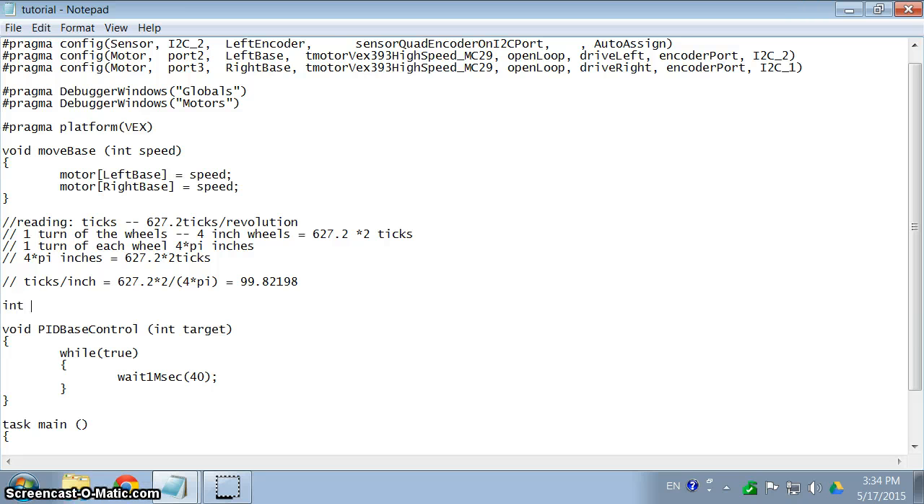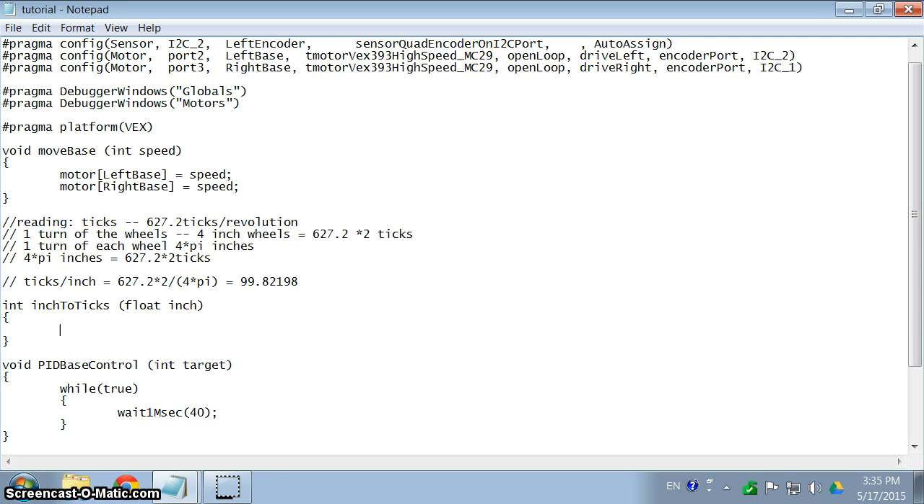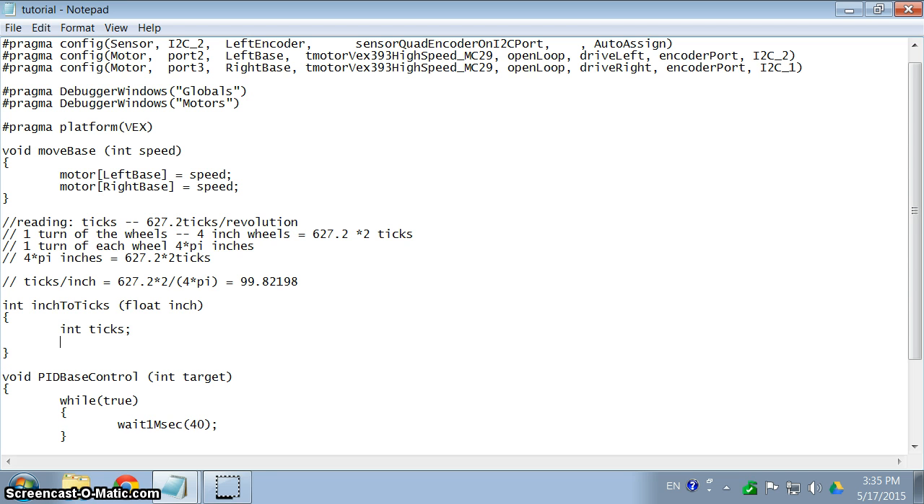Let's do integers. This is inch to ticks, and our parameter is actually a float, because we want to type the inches in decimal places. For instance, we say 0.5 or 0.6 inches, or 12.5. So let's go float inch, and don't forget about your brackets. You've got your inches, and then we want to define an integer variable, which is our output ticks. And then we're going to do our algorithm.